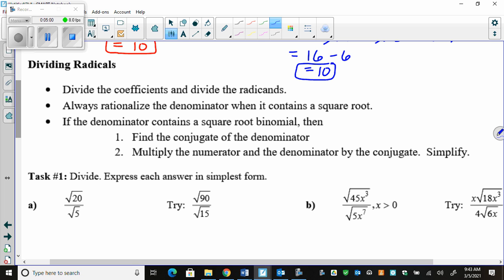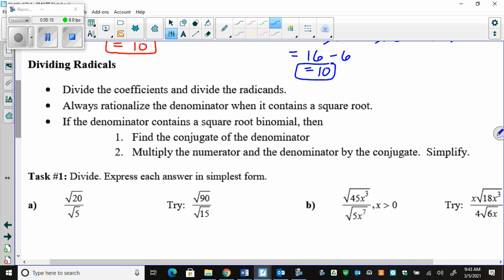Always rationalize the denominator if it contains a square root. That's what I told you, right? You can't have a radical in the denominator. If you do, you're not done. Keep going. And if the denominator contains a square root binomial, then find the conjugate of the denominator, multiply the numerator and denominator by the conjugate, and simplify.